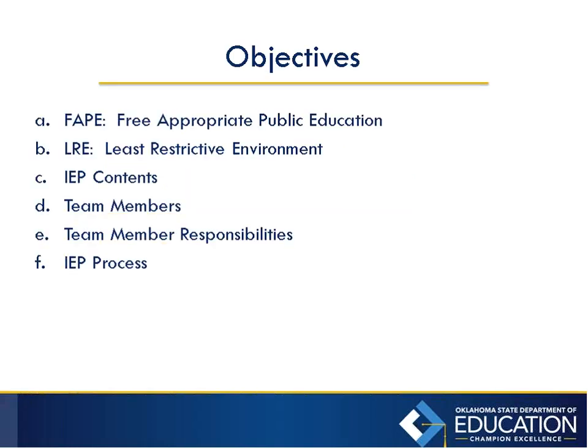And today we're going to talk about several different items. When we're talking about an IEP, there are several different pieces that come together, and a lot of acronyms are used in special education, and we just wanted to clarify some of those terminologies. So we have the first one of FAPE, which we know as a free and appropriate public education. We're also going to talk about Least Restrictive Environment, or LRE. We're also going to talk about the contents within an IEP, the expected components, required team members and those team members' roles and responsibilities, and finally, just an overview of the entire IEP process itself.